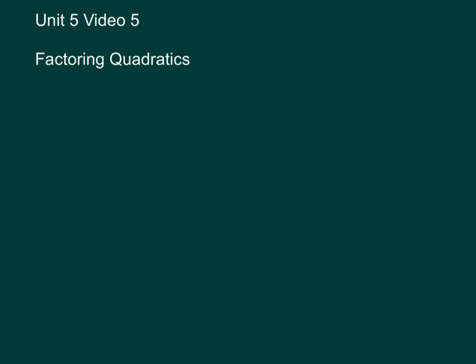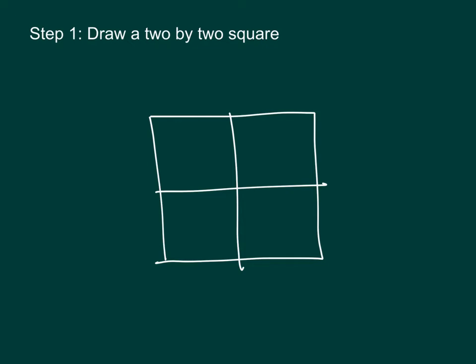All right, Unit 5, Video 5, Factoring Quadratics. I'm going to go ahead and go through the steps, and then we'll do some examples. Step 1, draw a 2 by 2 square, as you see here. This should look familiar from when we did the multiplication.